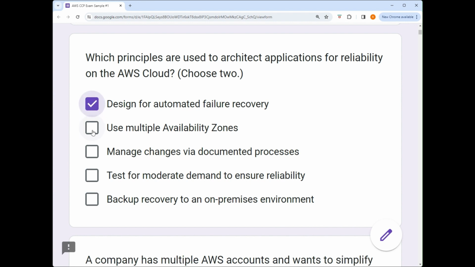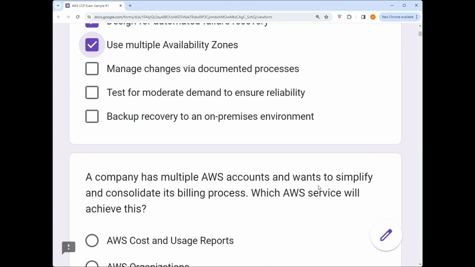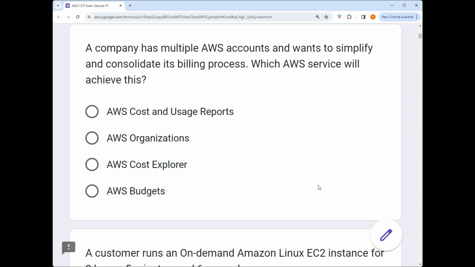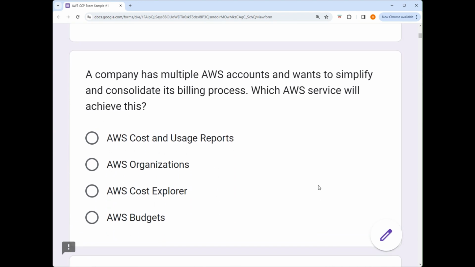Use multiple availability zones. A company has multiple AWS accounts and wants to simplify and consolidate its billing process. Which AWS service will achieve this? AWS Cost and Usage Reports. AWS Organizations. AWS Cost Explorer. AWS Budgets. Correct answer: AWS Organizations.